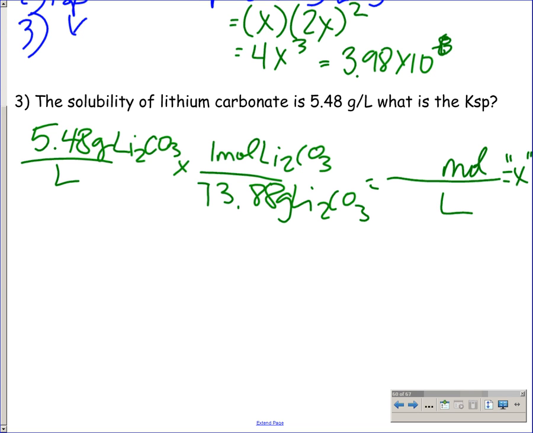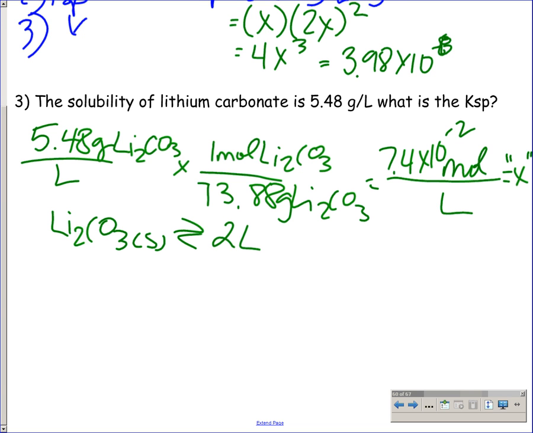That is a number, 7.4 times 10 to the negative 2. All right, so now what's my equilibrium reaction? Lithium carbonate, and I hope we all know it's got the 2 on it. How many? 2 lithium 1 plus, and 1 carbonate 2 minus. They will not give you credit if you do not put the charges on these on the exam, because this one's a very special type.